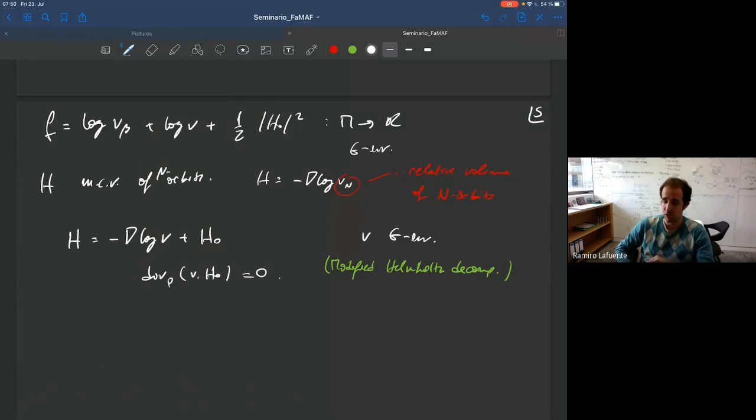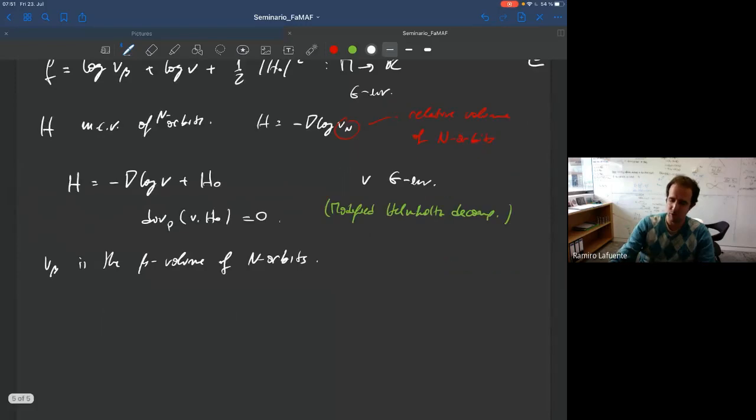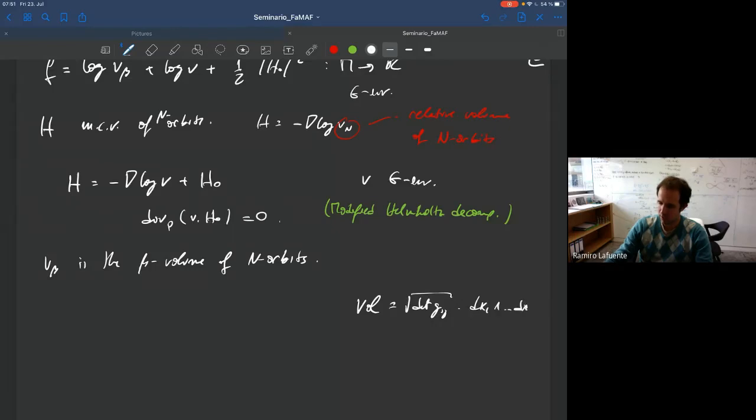We look at the norm of H naught. Now, what is V beta? Well, V beta is the beta volume of the N orbits. So the beta volume was a quantity that we introduced with Christoph when studying homogeneous Ricci flows, which are immortal, and that helped us construct a Lyapunov function. So to give you an idea, imagine what a volume form is, right? The volume form, you can write it in coordinates as square root of determinant g_ij times the canonical volume form, right? So dx1 wedge through dxn.